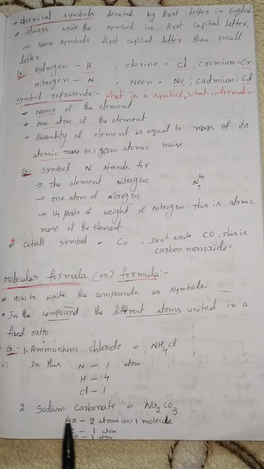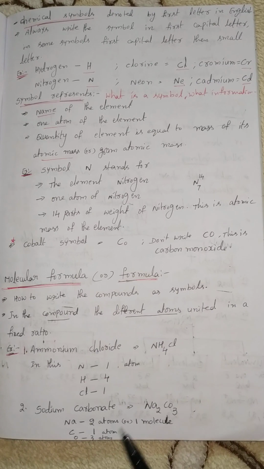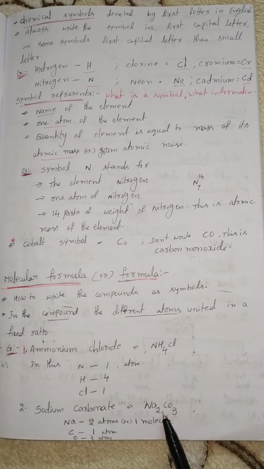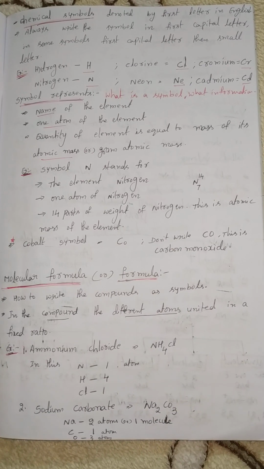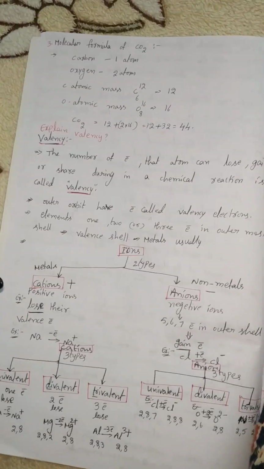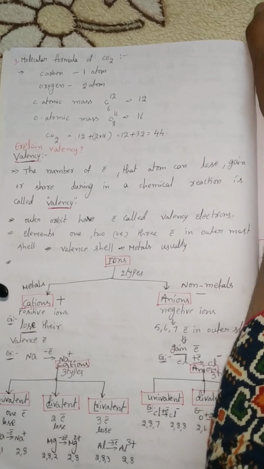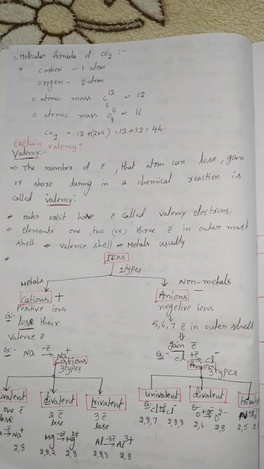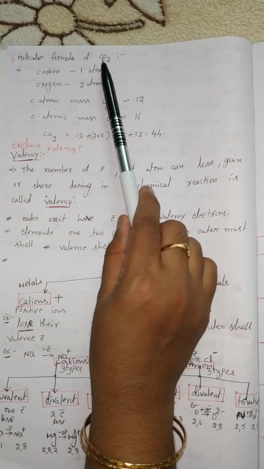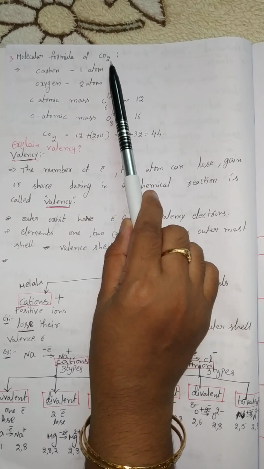Second one, sodium carbonate. How do we write the formula? Na2CO3. So sodium has 2 atoms, carbon 1 atom, oxygen 3 atoms. Next one, molecular formula of carbon dioxide. So carbon is 1 atom, oxygen is 2 atoms.